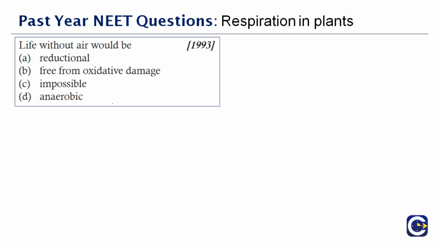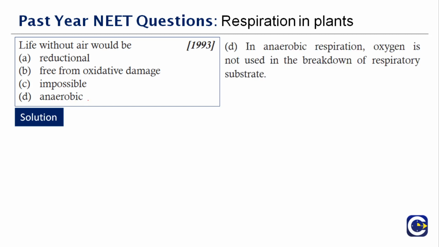Life without air would be. So this is a very easy question for you, right? I told you when there is a presence of oxygen in the atmosphere, we call that aerobic respiration or aerobic atmosphere. It's just the opposite. Life without air would be anaerobic. Therefore the correct answer is option D, anaerobic. In anaerobic respiration, oxygen is not used for breakdown of respiratory substrate. Very important thing to be noted. Therefore, the correct answer to this question is option D.